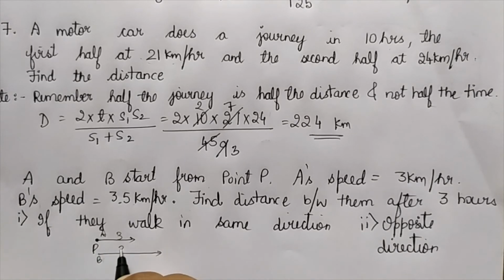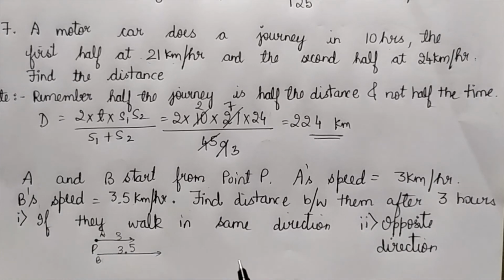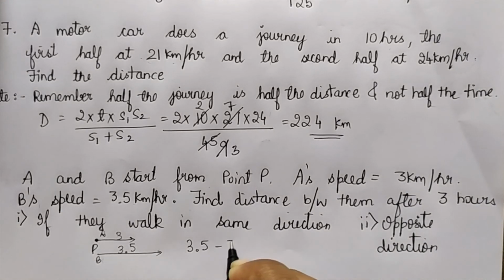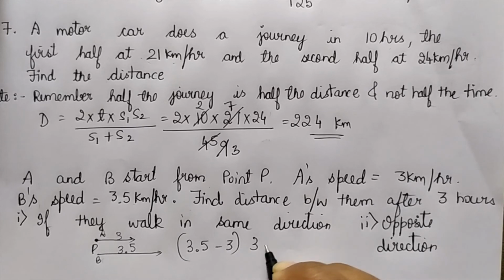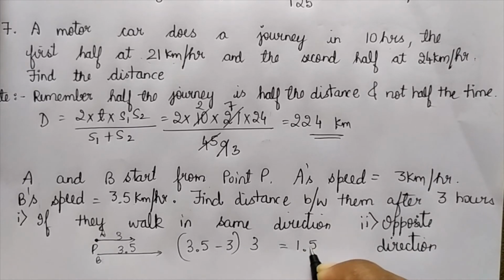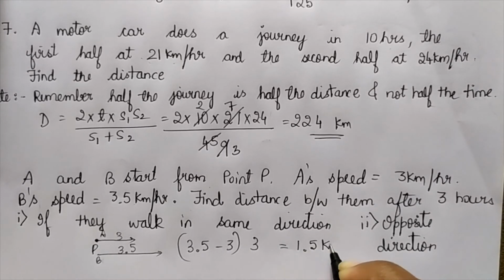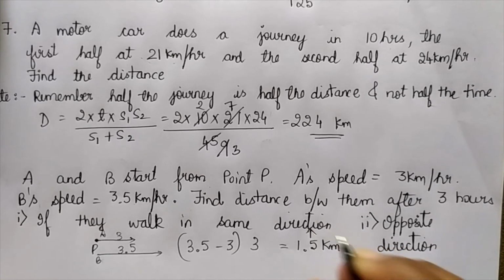His speed is 3.5. So if they are going in the same direction, 3.5 minus 3 into 3. 0.5 into 3 is 1.5. This is the distance in kilometers when they are going in the same direction.